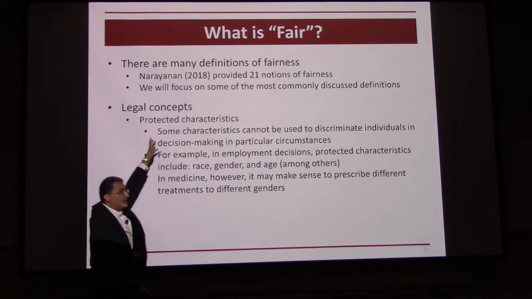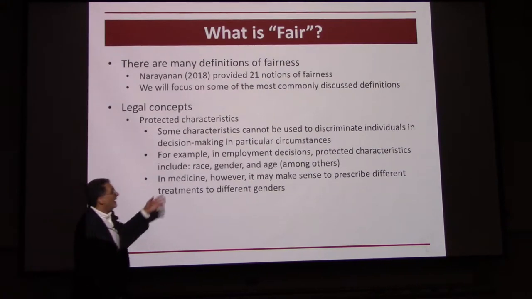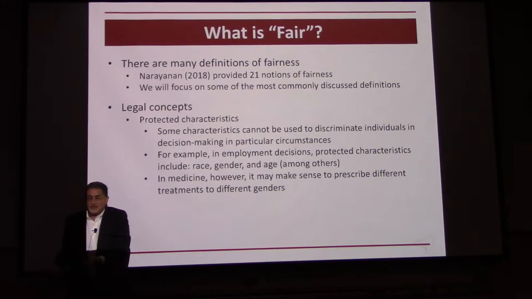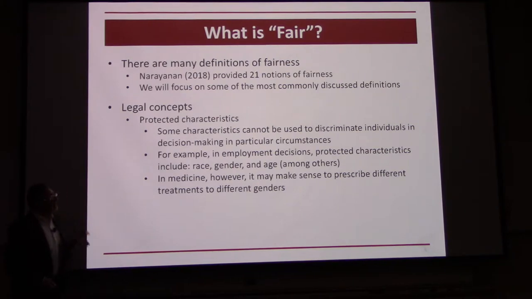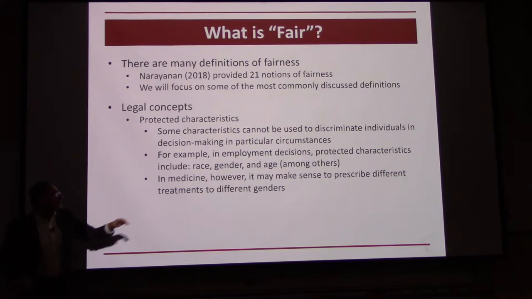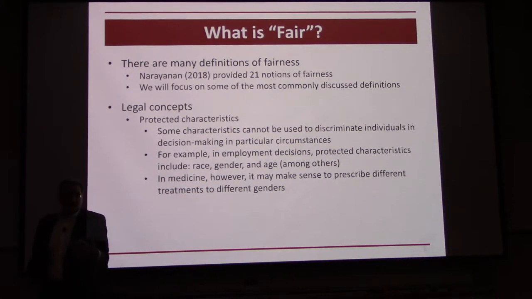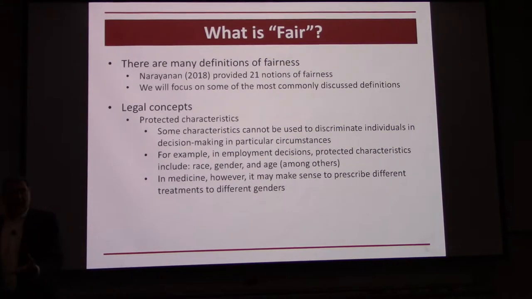And to understand that, we need to understand some legal concepts. I also had the benefit of working with someone else, Jeremy Weinstein, also in our political science department. He's a public policy expert, worked for a while in the Obama administration. Okay. So it turns out if we're looking at these characteristics of data, there are some of these characteristics that legally cannot be used to discriminate against individuals in a decision-making circumstance for a particular kind of decision. So let me give you an example. In employment decisions, there are these protected characteristics that include race, gender, and age, among others. You cannot discriminate among applicants based on their age, for example. That's illegal. So that's a legal concept.